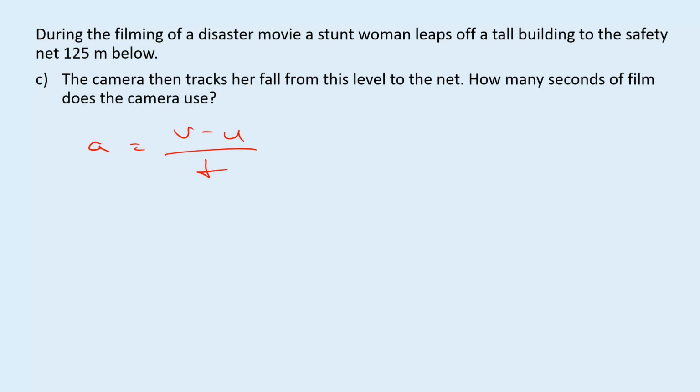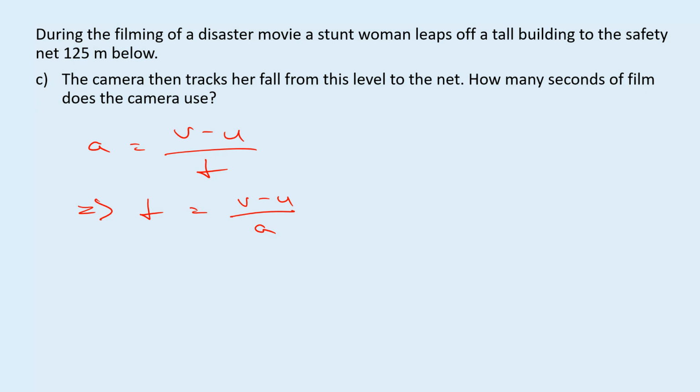So we start with an equation. Great, we're looking for time, so let's rearrange this equation. So a equals v minus u over t, therefore t is equal to v minus u over a. So I've rearranged the equation. Now, what have we got here?